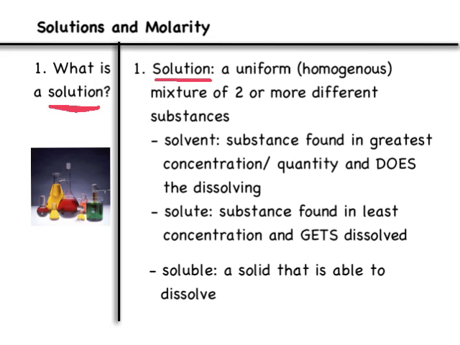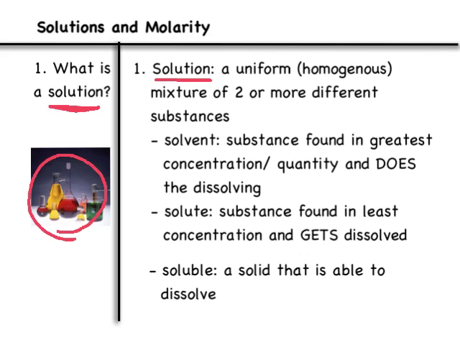So it's like in this example right here. These are what we call solutions. We can see that they're made up of liquid parts, but we cannot tell the different layers or the different substances that actually make them up because they are homogeneous.